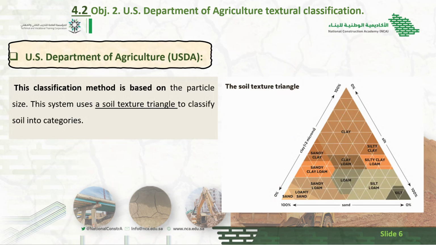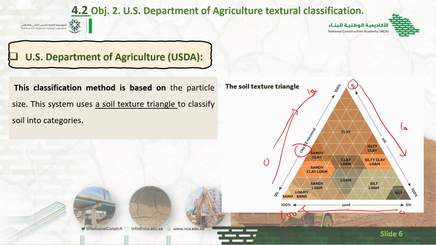The first one is USDA, the United States Department of Agriculture. This classification method is based on particle size, as we discussed before. This system uses a soil texture triangle to classify the soil into categories. Here you can see three types of soil: clay, from 0 to 100, silt, and sand. So this is sand, silt, and clay.